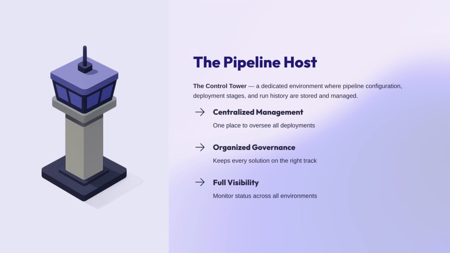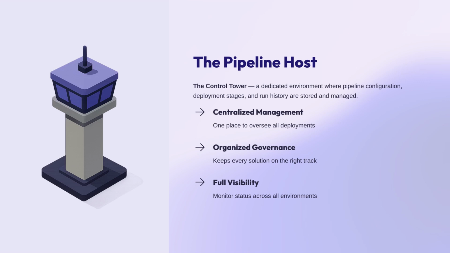Imagine a dummy example of a train station. The host is the station master who decides which tracks go to which cities. You've probably noticed at the office how everything runs smoother when there is one central place to check the status of a project. The pipeline host is that central heart for your deployments. Let's break this down together. We are centralizing our power so we can stay organized.